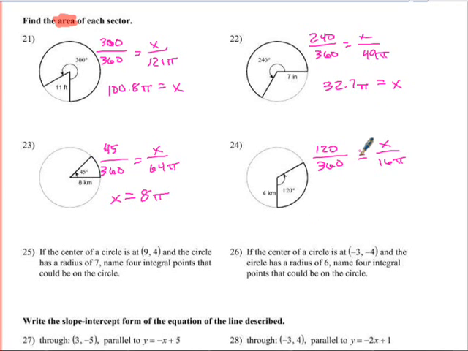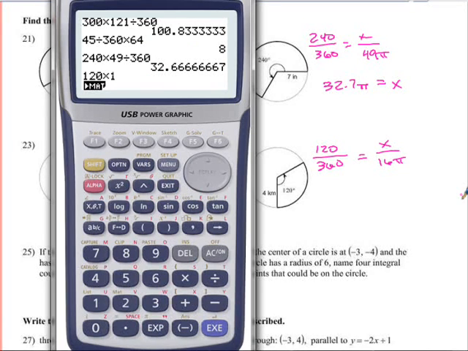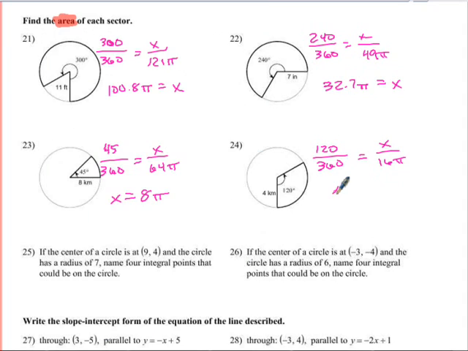And lastly, 120 times 16 divided by 360. That's 5.3 pi. Just make sure you're following the directions as far as what's what and when to round and when to use in terms of pi. That stuff matters.